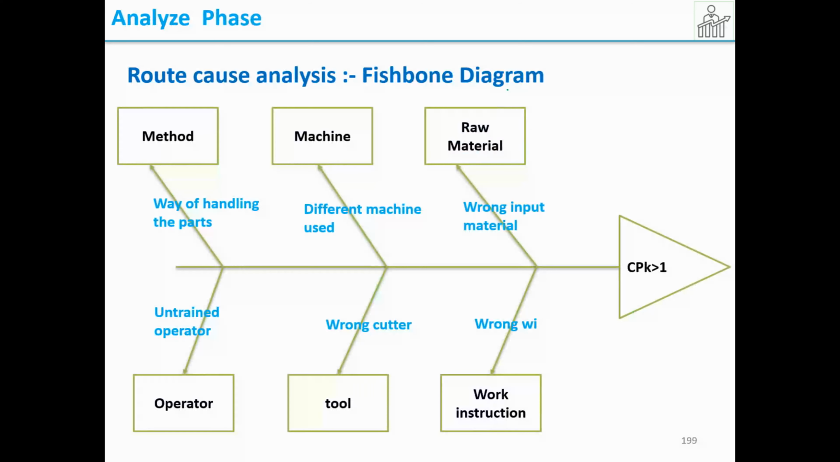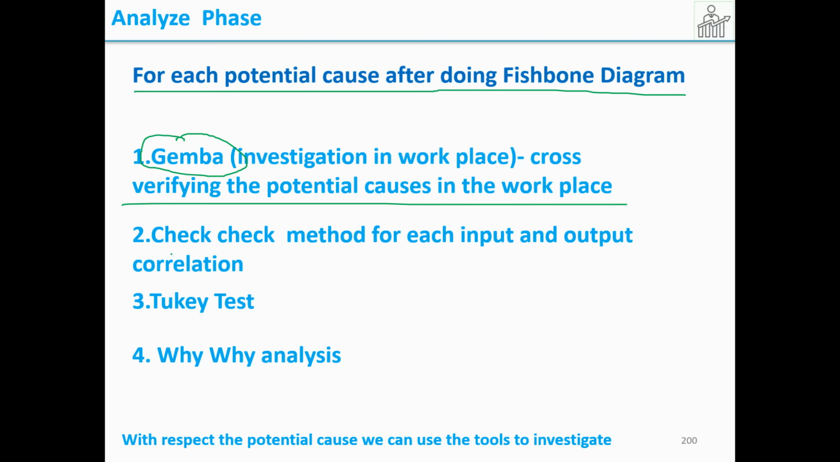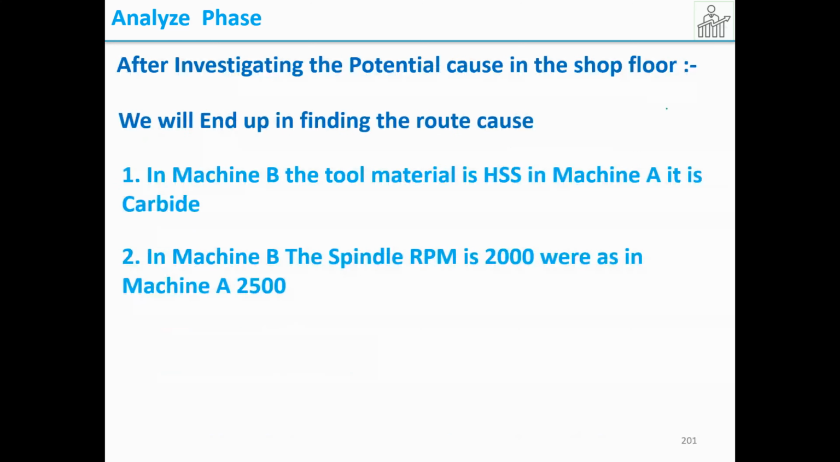Next is the analyze phase. In the analyze phase, we use the cause and effect diagram or fishbone diagram in order to find the root cause. And for each potential cause after doing the fishbone diagram, we do GEMBA. GEMBA means investigation in the workplace and verifying all the potential causes. We can do check method, check the input and output. We can do Tukey test, we can do Y-Y analysis, and doing all this analysis we can find out which is the root cause in the analyze phase.